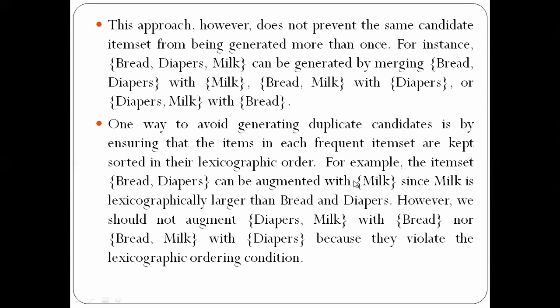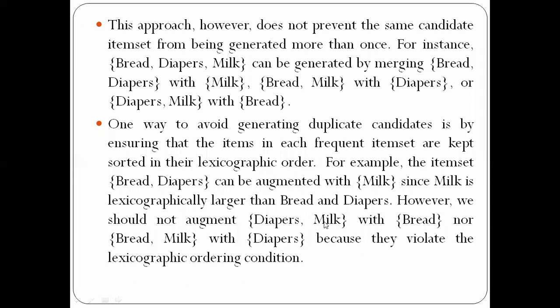Bread and diapers can be merged with milk in order to form bread, diapers, milk. But we can't merge diapers and milk with bread, because it starts with D here, and here it is M, and then B. So B is lexicographically smaller than these two items. So we can't merge these items. We can merge only the items which are lexicographically arranged, or alphabetically arranged. Here B, D, and then M are in lexicographic order, so we can combine them and form the item bread, diapers, milk.